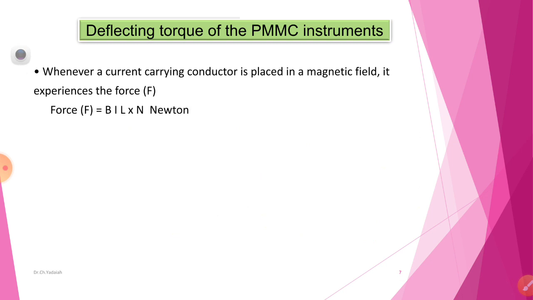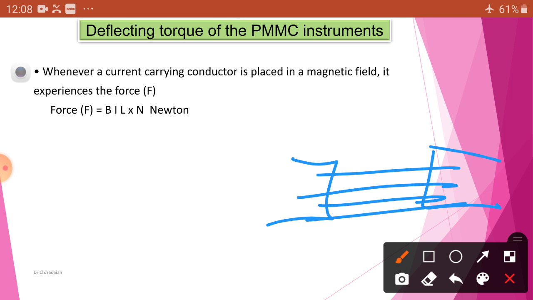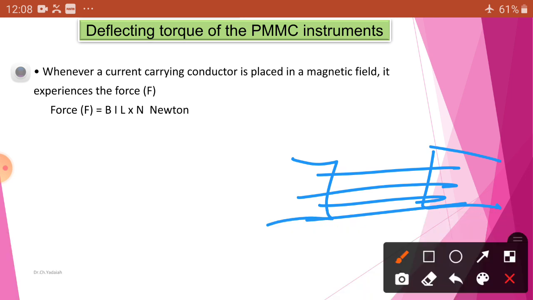Whenever a current carrying, so what is here? This is a magnet, so it is a magnetic field. Now, I placed the coil, a current carrying coil. Whenever a current carrying conductor is placed in the magnetic field, it experiences a force. A mechanical force is developed here.